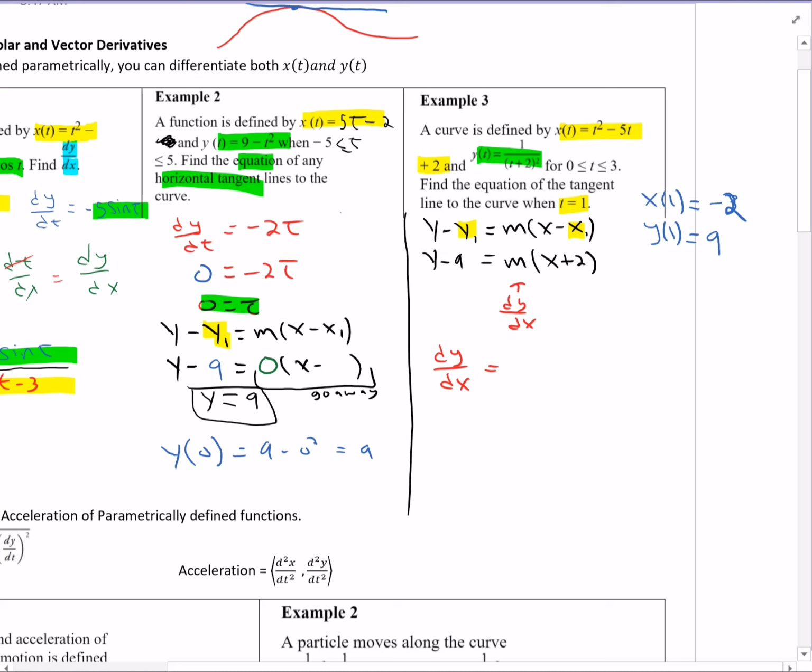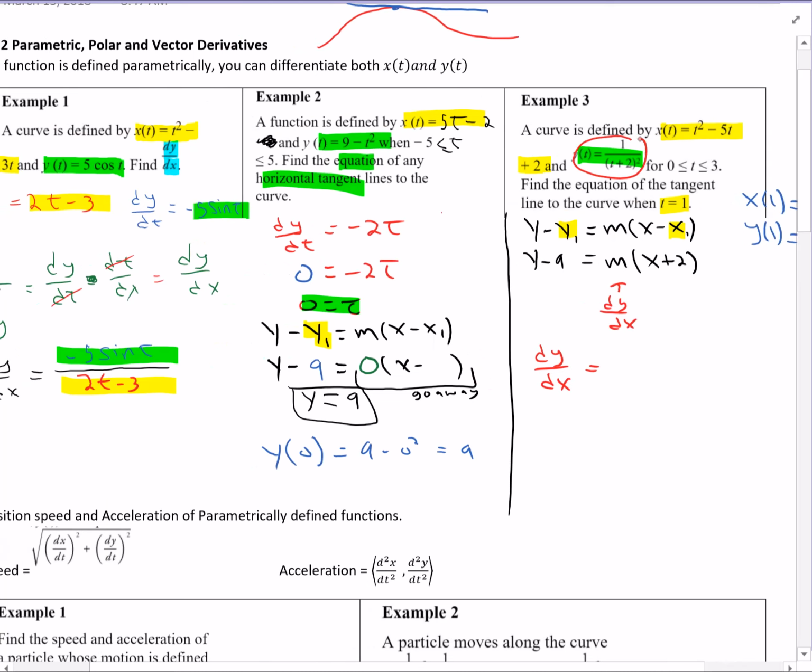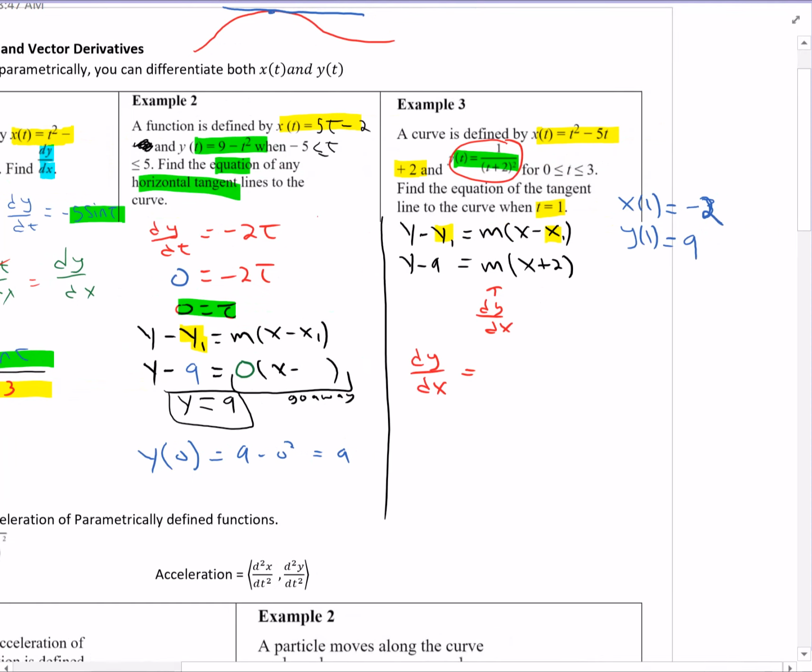Dy dx is going to be the derivative of y, which is, we have to take the derivative of this thing, which I personally find it easier to take the derivative of if we write it as this first. You could use quotient rule, but then you have to simplify a little bit. And then the derivative is going to be negative 2 (t plus 2) to the negative 3. So that piece is negative 2 over (t plus 2) to the negative 3. And it's all going to be divided by dx dt, which is the derivative of the x piece up here, right, which is 2t minus 5.